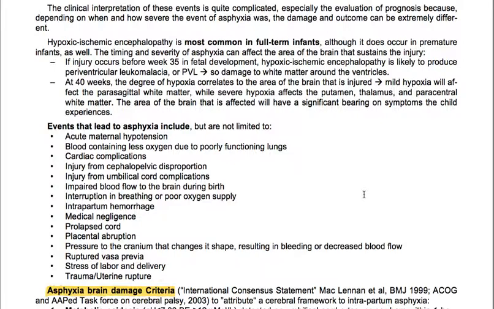The events that lead to asphyxia include, but are not limited to, acute maternal hypertension, hypotension, blood containing less oxygen due to poorly functioning lungs, cardiac complications, injury from cephalopelvic disproportion, injury from umbilical cord complications, impaired blood flow to the brain during birth, interruption in breathing or poor oxygen supply, intrapartum hemorrhage, medical negligence, prolapsed cord, placental abruption, pressure to the cranium that changes its shape, resulting in bleeding or decreased blood flow, ruptured vasa previa, stress of labor and delivery, trauma, uterine rupture.